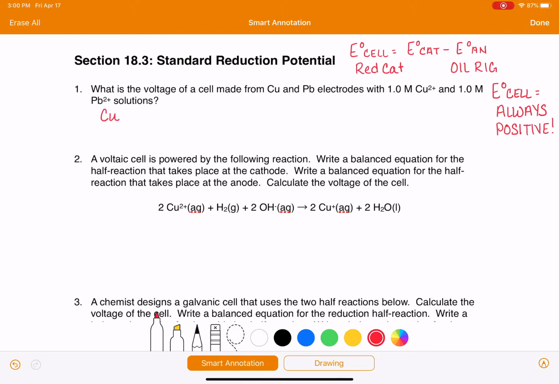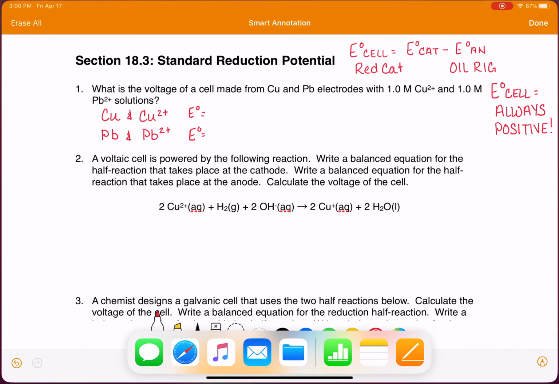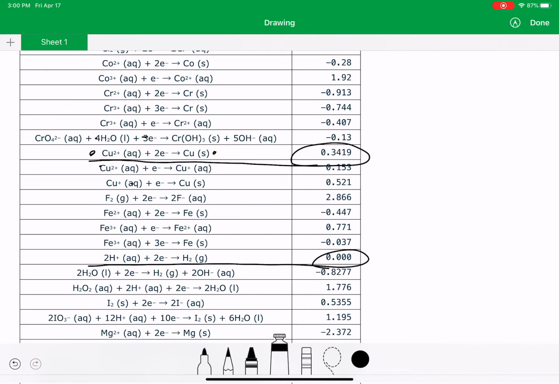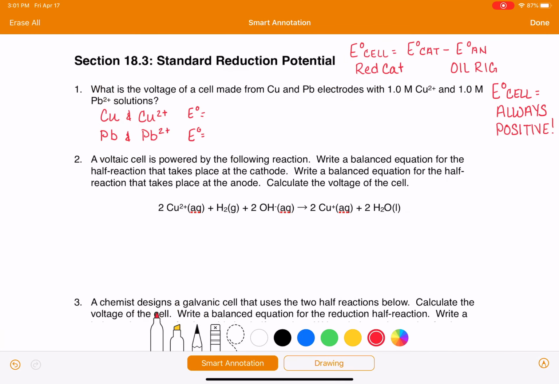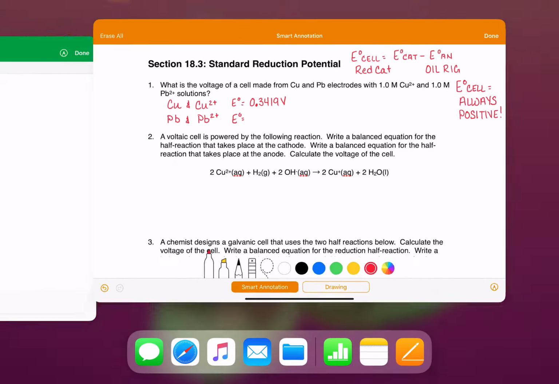We know that one of our half reactions is copper and copper 2+, and we know that our other half reaction is lead and lead 2+. So our first thing is to go find the voltages of those half reactions. We're going to go look for them in our table. We have our table alphabetically, and the copper keeps coming up over and over again, so we already have that one highlighted. The copper 2+ is 0.3419 volts.